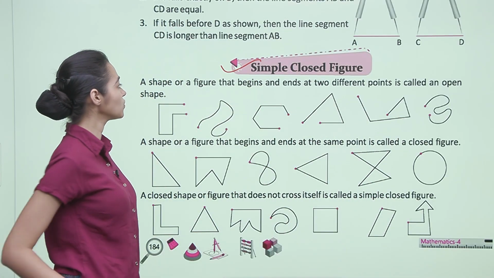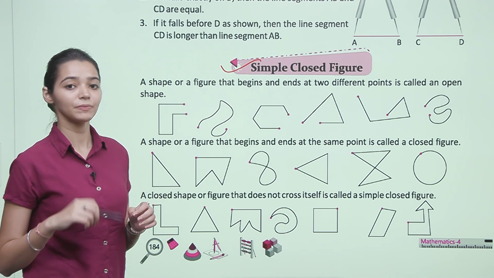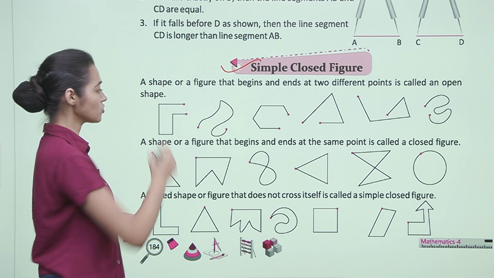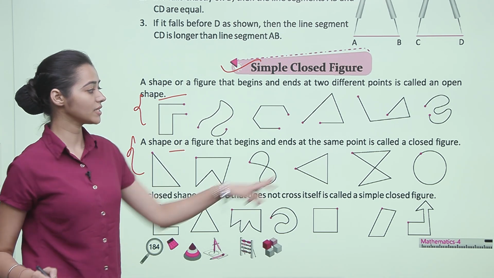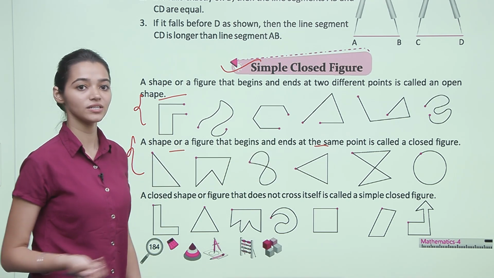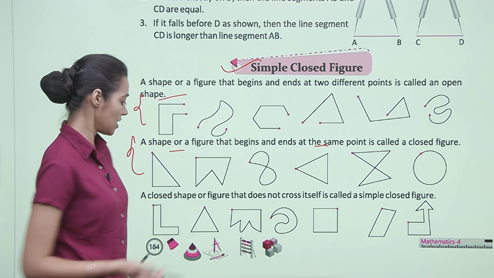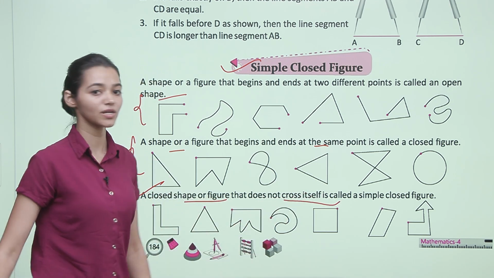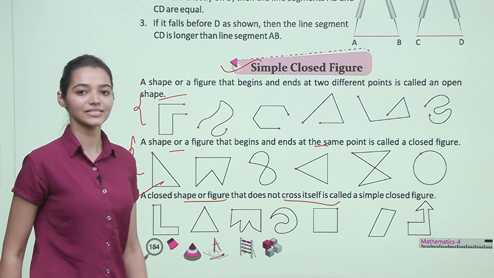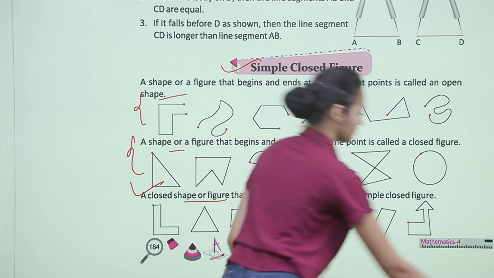Now let's look at simple closed figures. A shape or a figure that begins and ends at different points is called an open shape. These are the examples of open shapes. A shape or a figure that begins and ends at the same point is a closed figure. They all are examples of closed figures. Now next, a closed shape or figure that does not cross itself is called a simple closed figure, and these are all examples of simple closed figures.